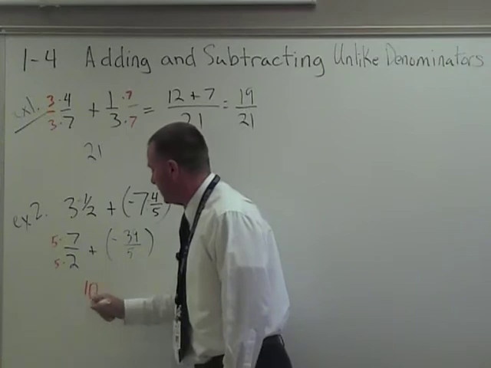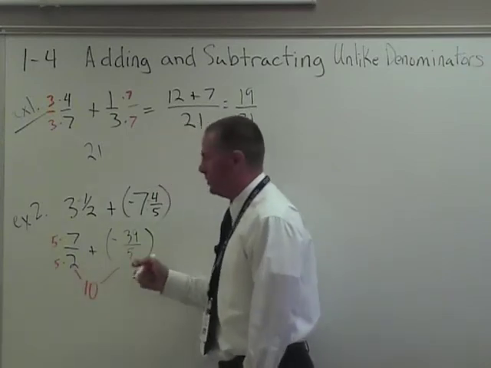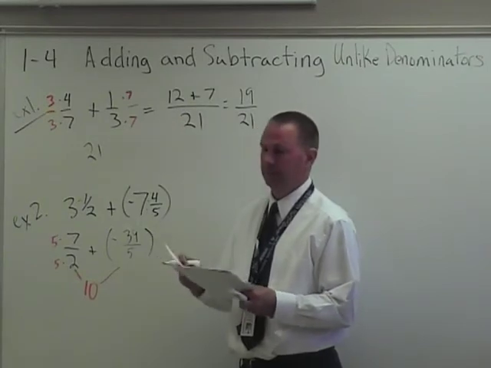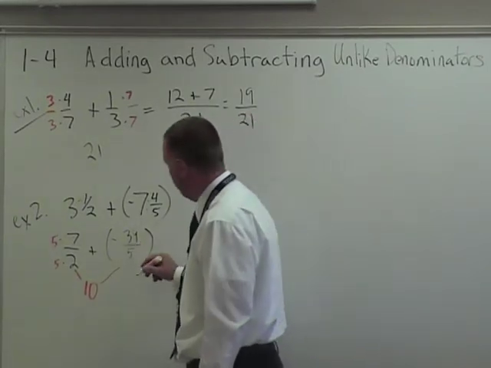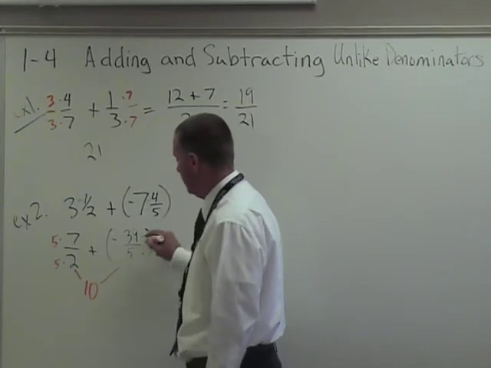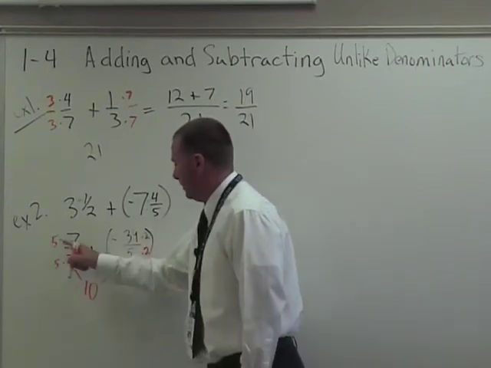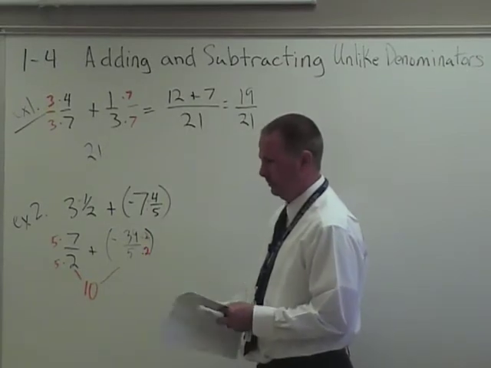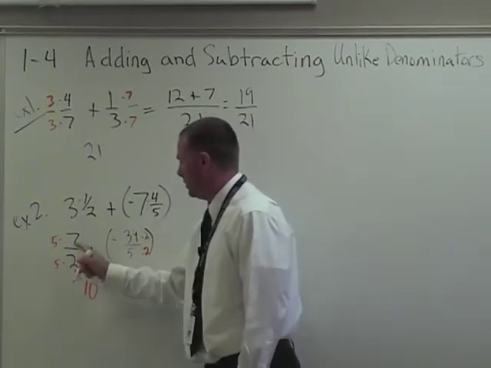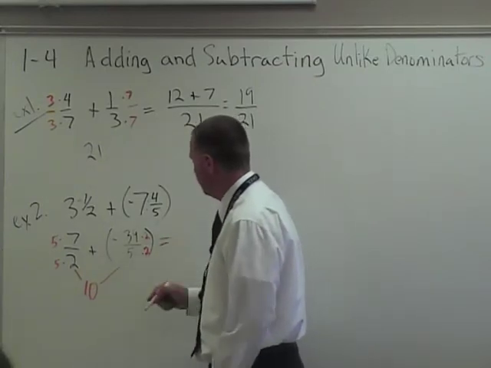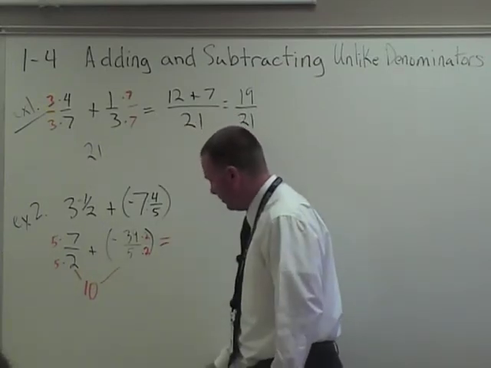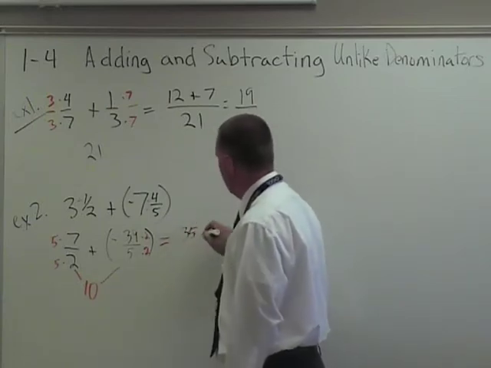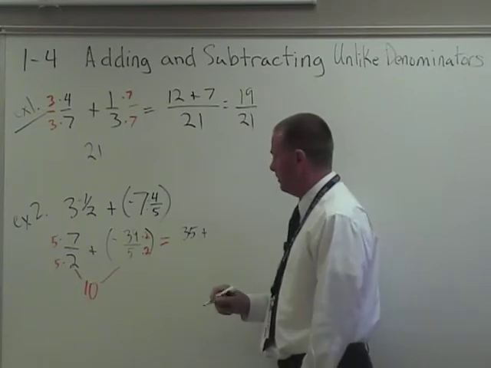He said the common denominator was 10, right? So we've got to change this to a 10. What do I need to do? Multiply what? And the bottom by 2. Okay, this becomes what? Good. What's the first fraction become? 35. Yep. 35. And what's the next fraction become?